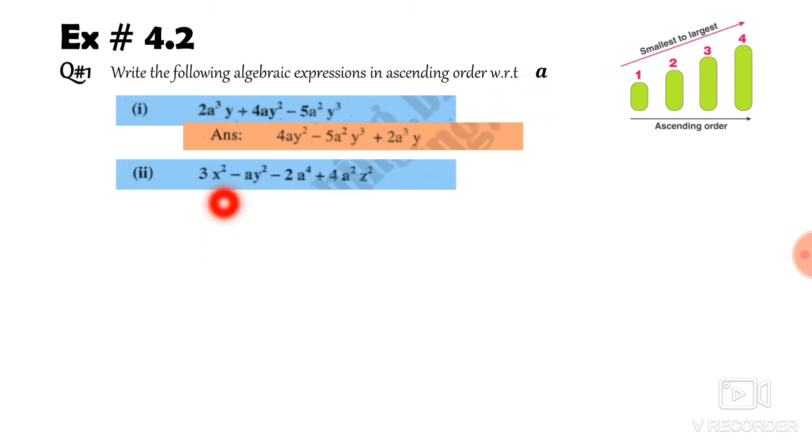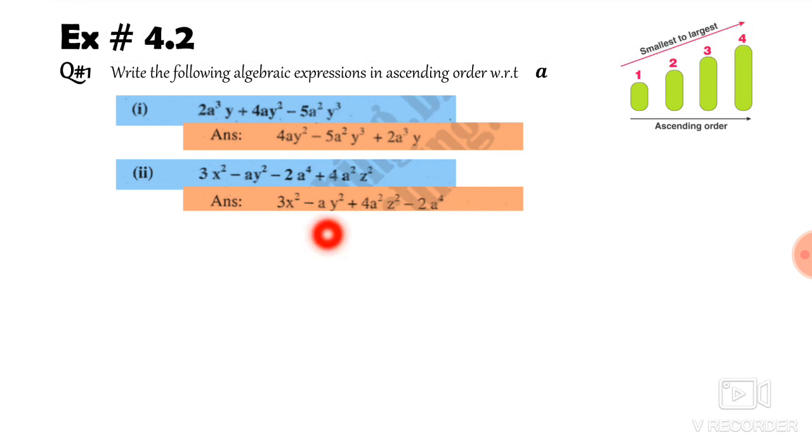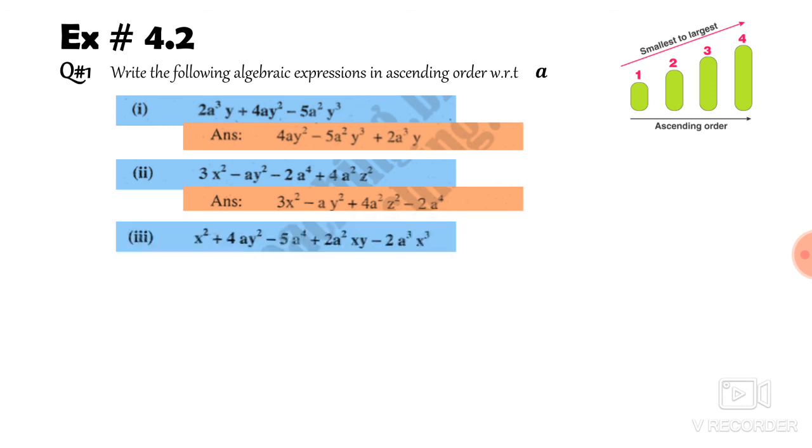Next, 3x square minus ay square minus 2a4 plus 4a square z square. According to a, here the exponent of a is 0, exponent a is 1, exponent of a is 4, and exponent of a is 2. Right, starting from the smallest value. So we will write 3x square first, then minus ay square, then plus 4a square z square, and then minus 2a4. In the exact same way, we will solve the remaining questions.